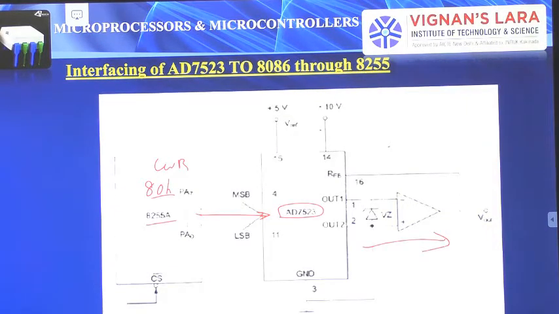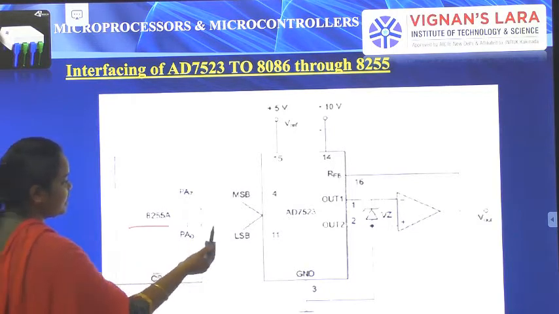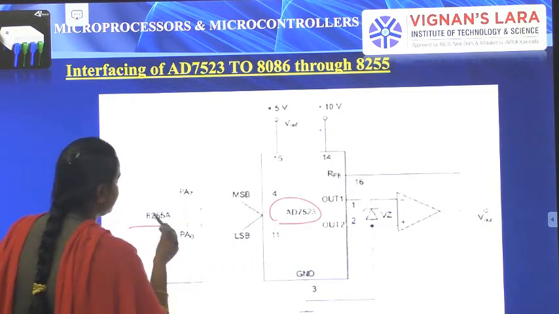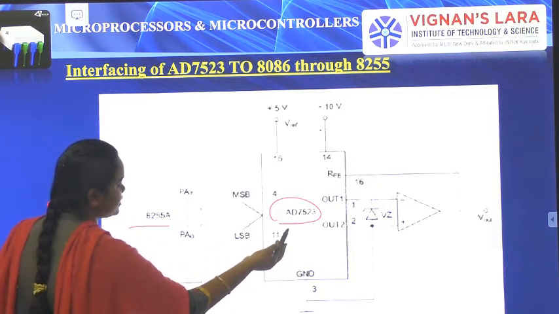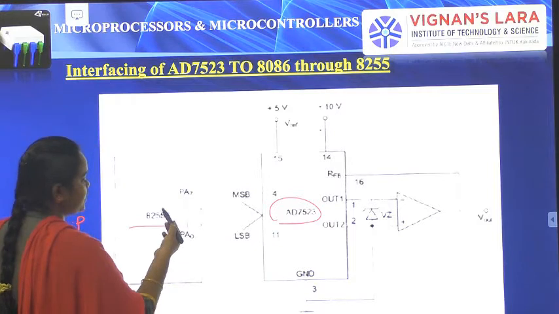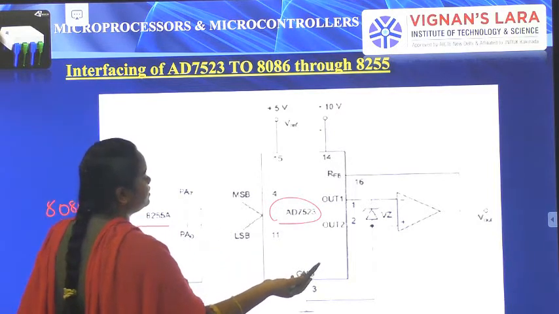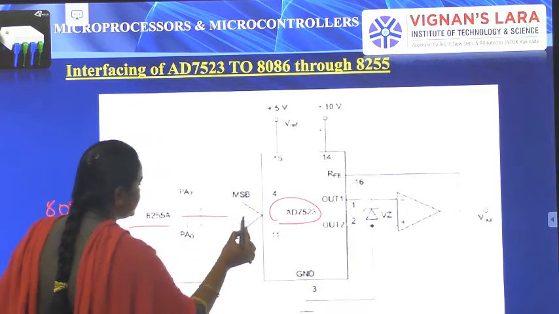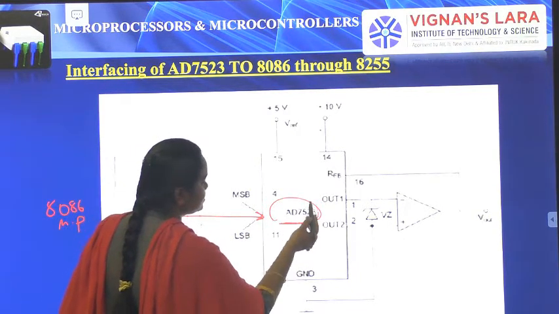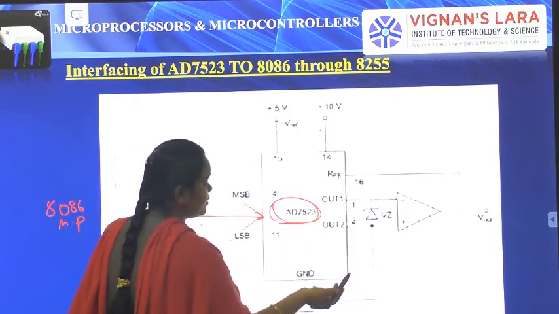So see here, we have an 8255 interfacing with the AD7523. That means we have an 8086 microprocessor, so the 8255A is interfacing with the AD7523. Then the AD7523 converts the digital signal into an analog signal. Whatever port C is sending here, it converts from a digital signal into an analog signal.